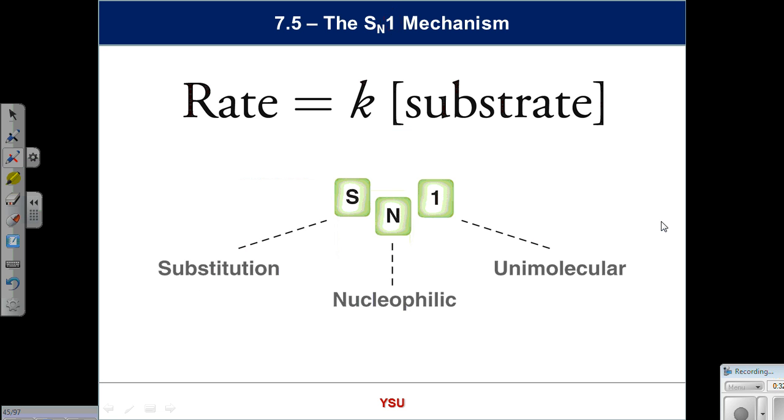Okay. There's your rate equation. There's your definition. Substitution by a nucleophile, unimolecular. So this number, whether it be 1 or 2, comes from that graph. It comes from the rate determining step in the graph.